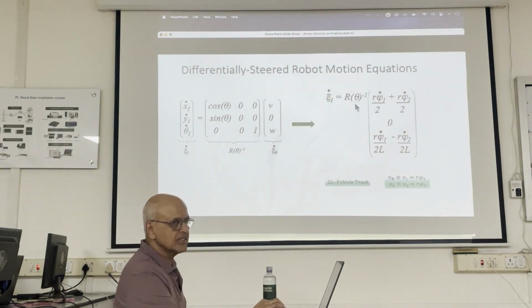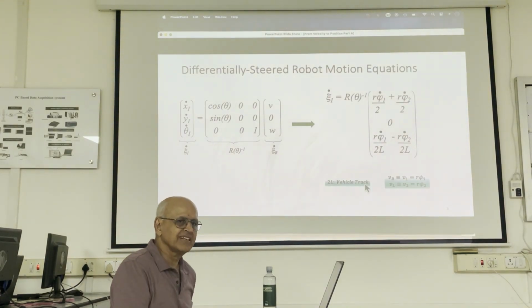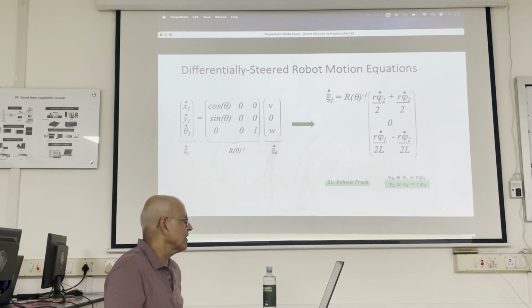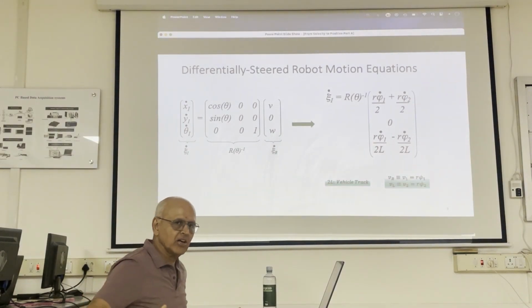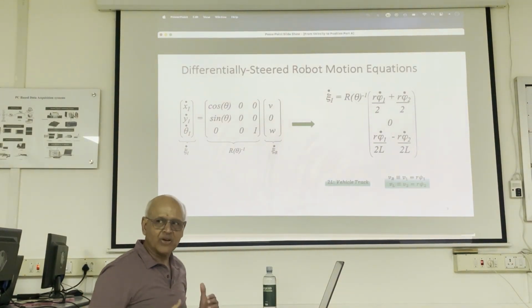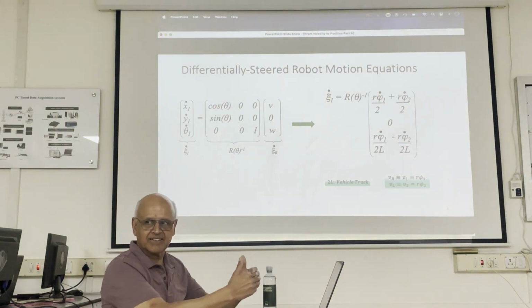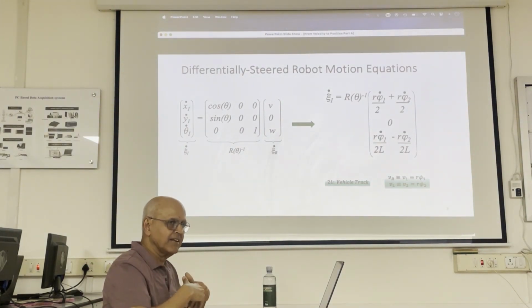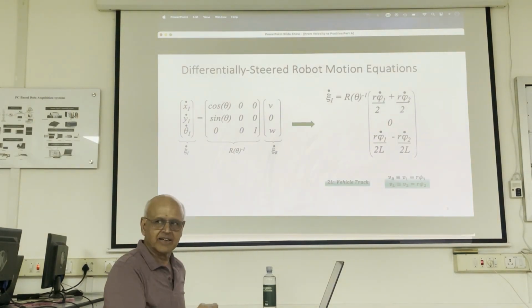Alright, so remember these equations? This is where we left off in the morning. Psi I dot is equal to R theta inverse, that's the transformation matrix, times V and omega. And again, here's a reminder that V1 is actually V right, and V2 is V left. And 2L, there is a term for it. The spacing between the wheels is known as the track of the vehicle. That's the technical term given to the spacing between the wheels. Even regular cars have a track. Wheelbase is different. Wheelbase is front to back, the spacing between the front set of wheels and rear set of wheels. Track is side to side.